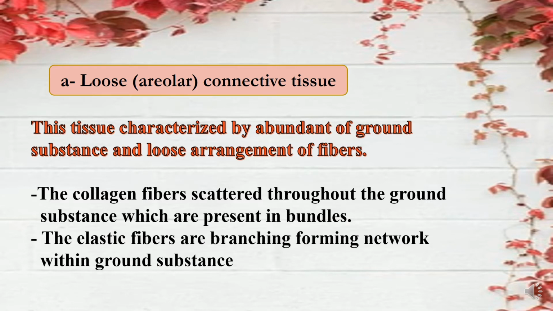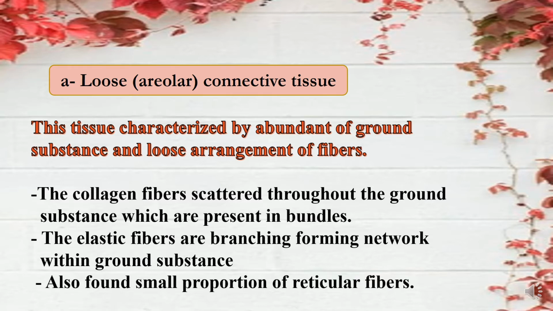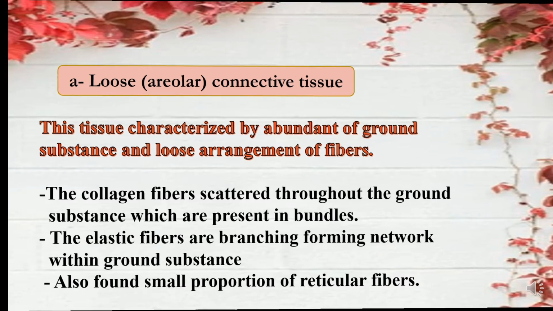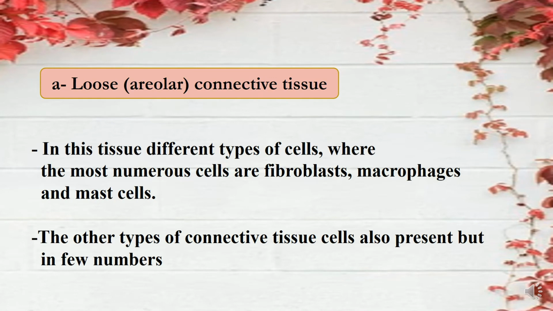The elastic fibers are usually single, branching to forming network within the ground substance. Also, reticular fibers found in this tissue, but in a small proportion. In this tissue, there are different types of the cells that found. The most numerous cells that found in this tissue are fibroblasts, macrophages, and mast cells. Also, the other types of connective tissue cells are present in this tissue, but usually found in a few numbers.